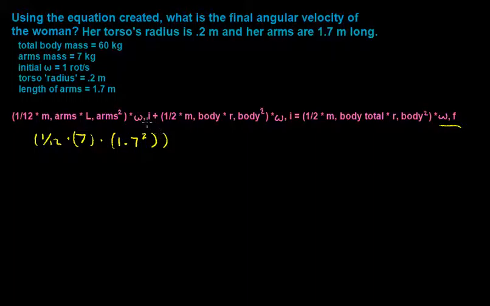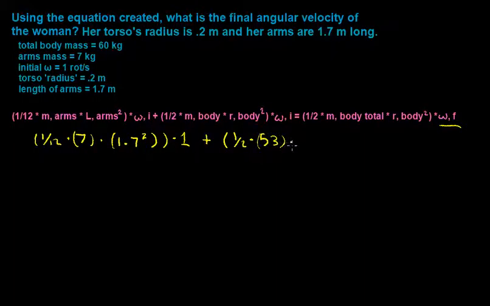And then this is times the initial angular velocity, which was just 1 rotation per second, so this is just times 1. And then we are going to add the angular momentum of her body, and this is minus her arms, which is important for the mass that we're going to write down. So we have 1/2 as a cylinder times the mass of her body, so the total body mass that she has is 60, and then minus the mass of her arms, which is 7 kilograms, so we get 53 kilograms.